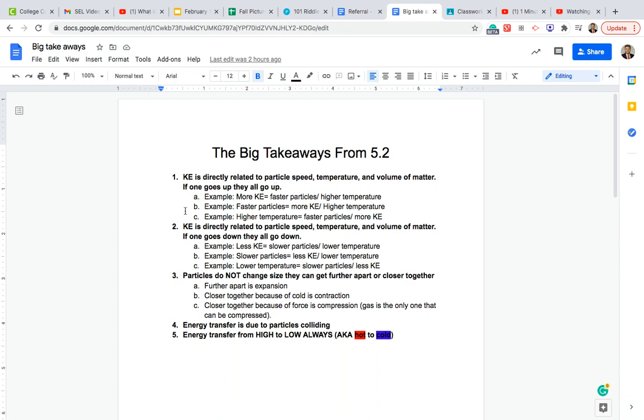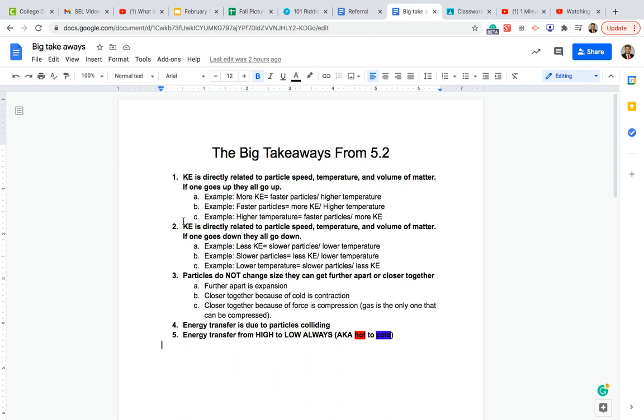So for example, the more kinetic energy you have, the faster the particles move, the higher the temperature it is, and the more space, the volume it takes up. The faster the particles go means more kinetic energy, higher temperature, and more volume. So if any one of these, kinetic energy, particle speed, temperature, and volume, go up, they all go up. They are directly related. If one goes up, they all do.